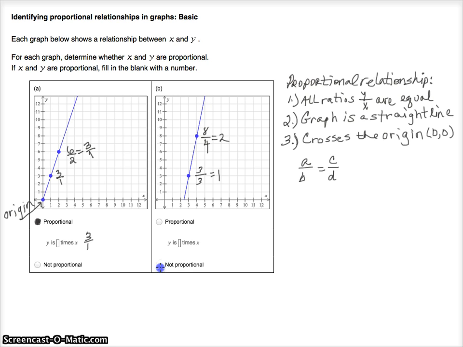Another reason that they're not proportional is because it doesn't cross through the origin. The origin's clear over here, and it crosses the x-axis between 2 and 3. So really what you need to look for is, is it a straight line, and are they proportional? If it's proportional, it'll definitely always cross through the origin. So remember, find your points in y over x and reduce them and make sure they turn out to be the same number.